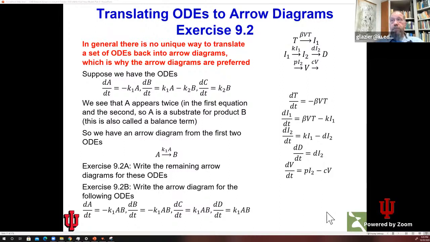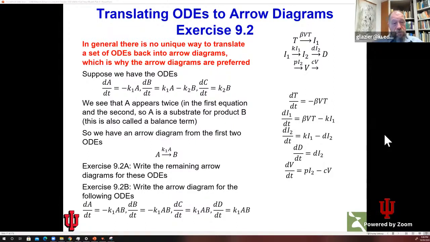But in general, while the arrow diagram has a unique set of ODEs associated with it, ODEs do not have unique arrow diagrams. There are many arrow diagrams that can give the same ODEs, whereas any individual arrow diagram can only give one set of ODEs. And it's because of that lack of invertibility of the ODEs that people like me and Herbert strongly prefer the arrow diagram notation to the ODE notation.